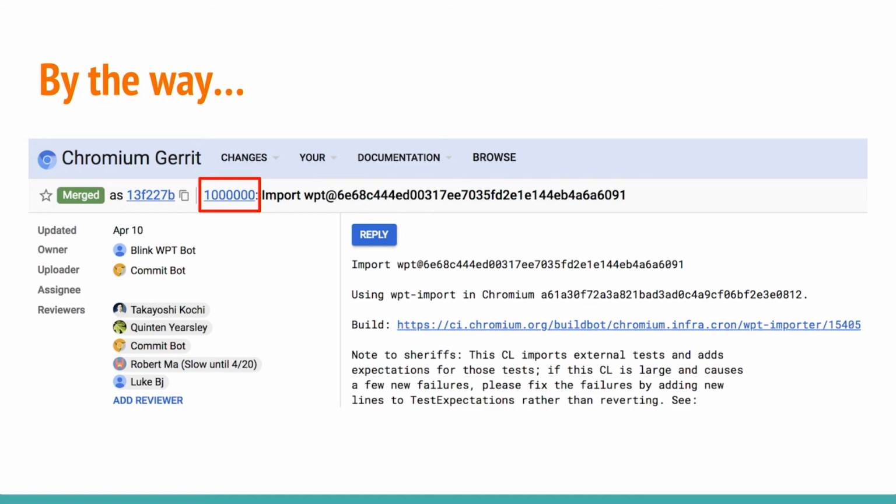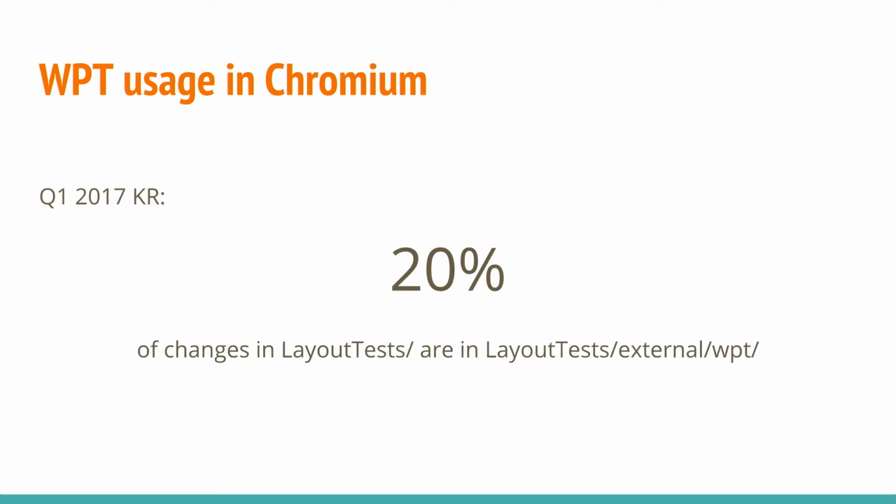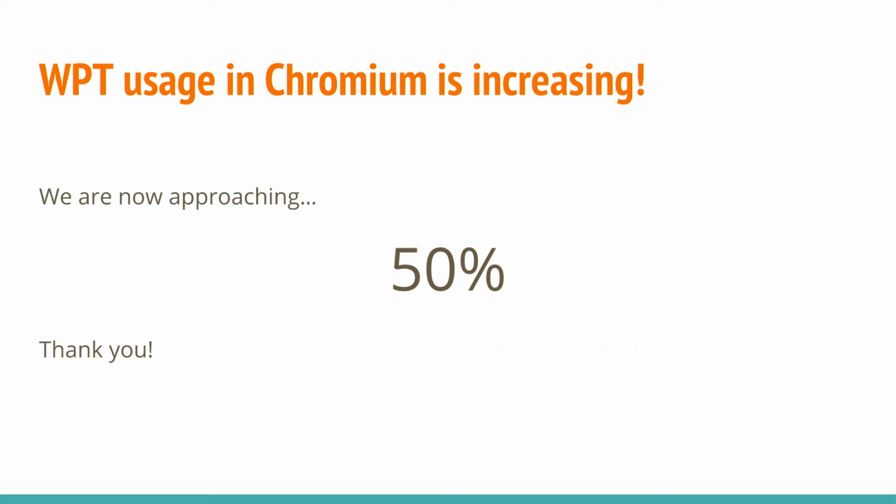By the way, you might have noticed that we have entered this era of 7-digit Gerrit CL numbers. And guess what? Our importer was lucky enough. Yeah, it's us. The usage of WPT in Chromium has increased from 20% to 50%. Thank you for using WPT, and thank you for relying on our toolchain.